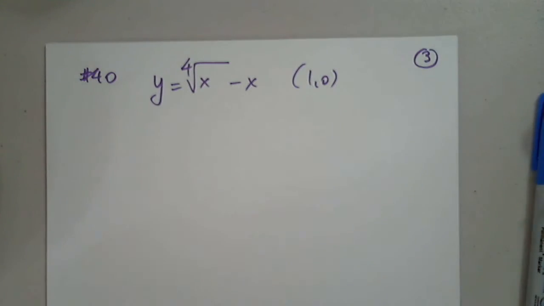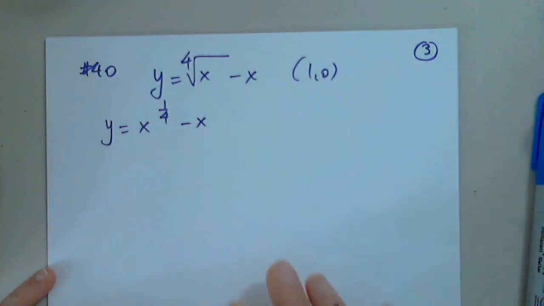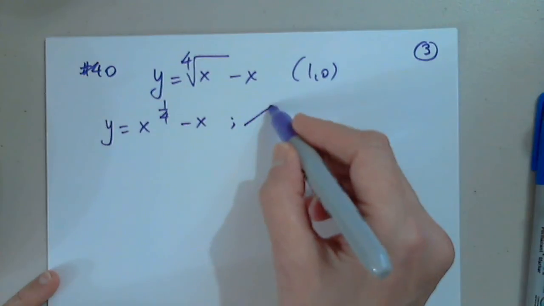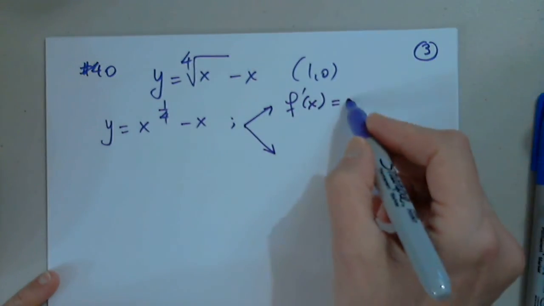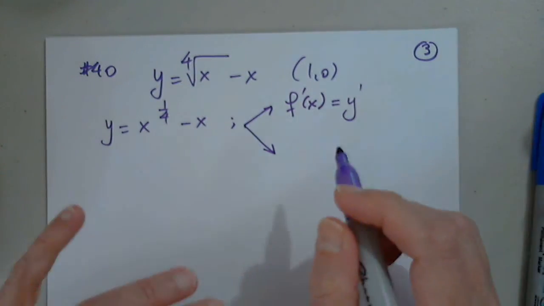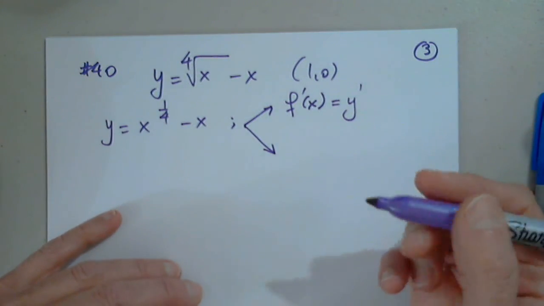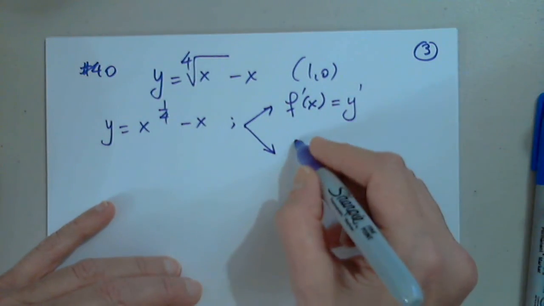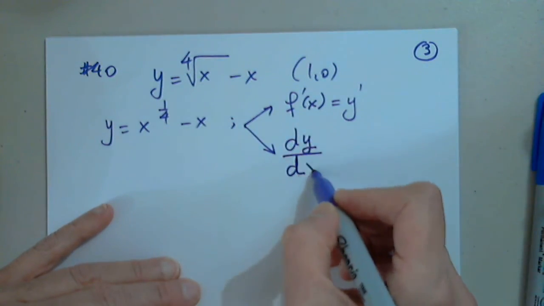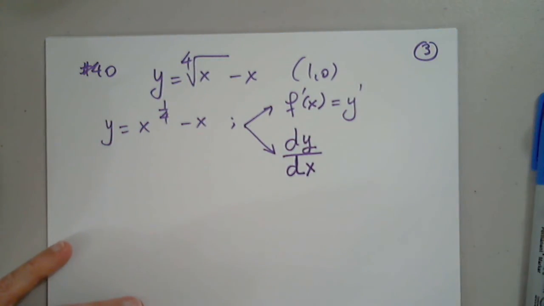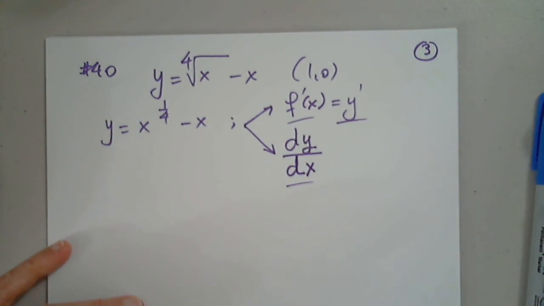Very good pick. Of course, I will prepare my function, and this will be x to 1 over 4 minus x. I differentiate. I have two options of writing the derivative. I can write f prime of x, which is the same as y prime. And we have an alternative notation, which is called the Leibniz notation, the derivative of y with respect to x, dy over dx.